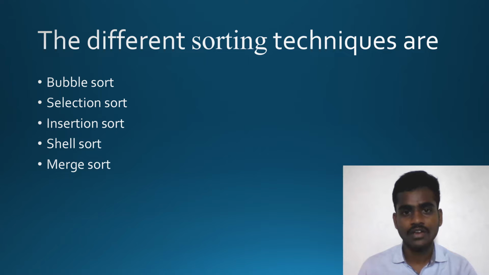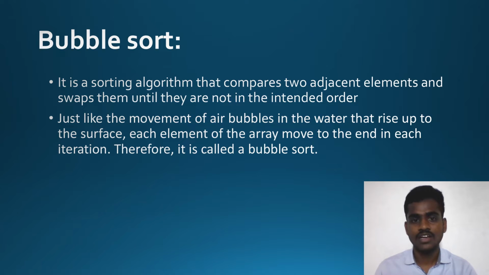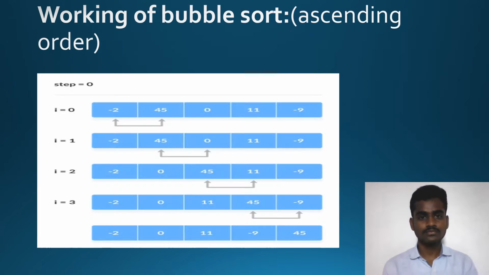Different types of sorting techniques are bubble sort, selection sort, insertion sort, shell sort, merge sort, and etc. Bubble sort is a sorting algorithm that compares two adjacent elements and swaps them until they are in the intended order. Just like the movement of air bubbles in water, which rise up to the surface, each element of the array moves to the end at each iteration. Therefore, it is called bubble sort.